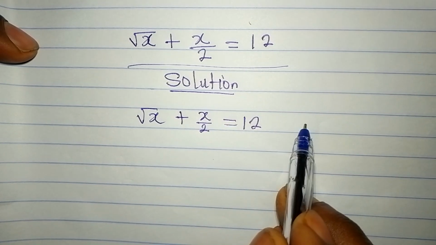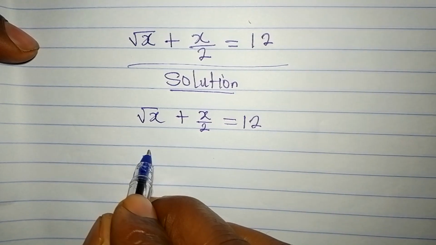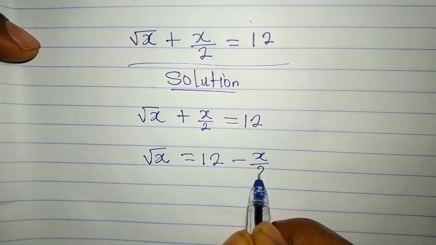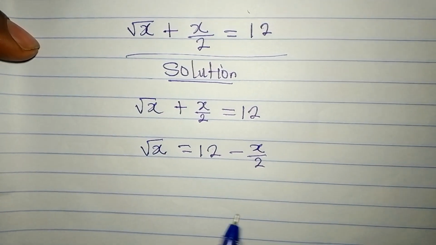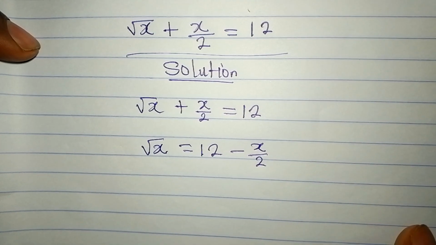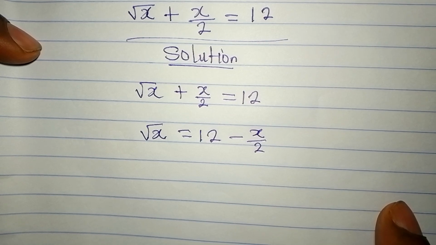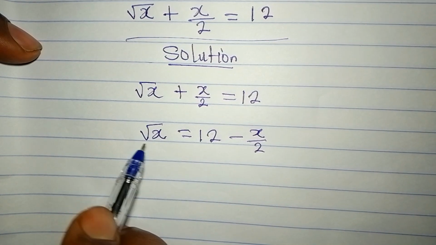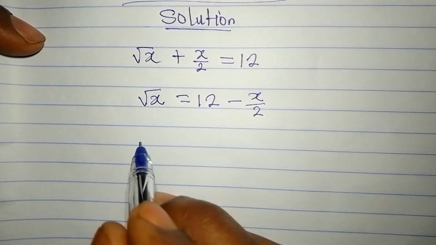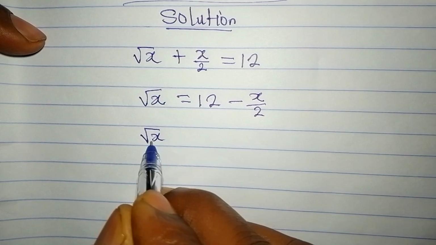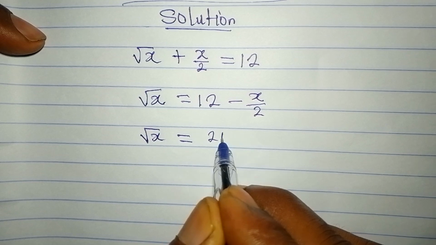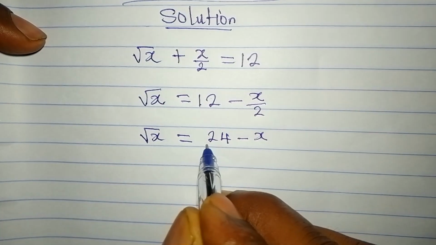Take this to the other side, so that we have square root of x equal to 12 minus x over 2. This equally means that we should make square root of x the subject, and that is what we have done. Now, let's look for a way to remove the square root from here. But before that, I can find the LCM of the right hand side. Then I have root x alone, and it's equal to 2 multiplied by 12 is 24 minus x, then this will be over 2.